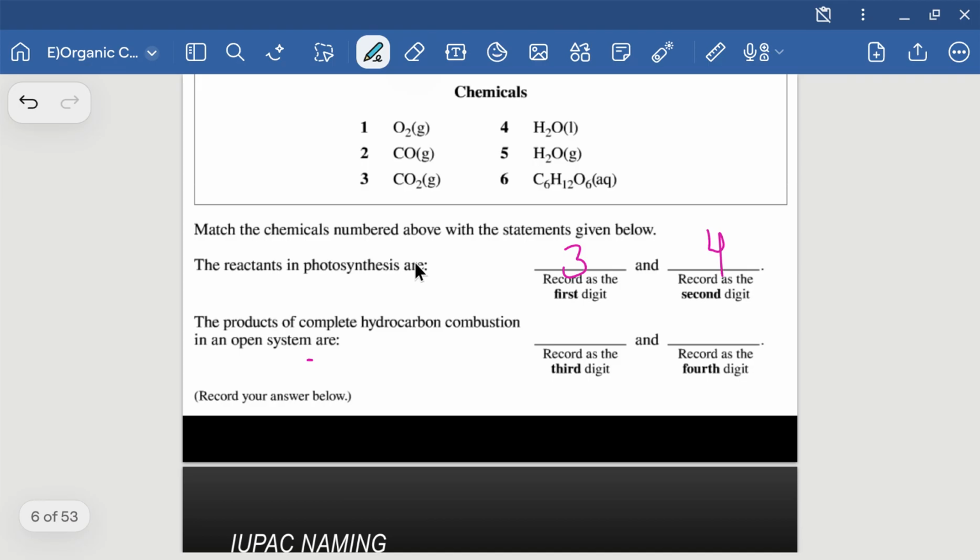And then the next part, the products of hydrocarbon combustion. So in combustion, you have a hydrocarbon in the presence of oxygen, and you produce carbon dioxide and water. Now, the reason why we have a choice between a liquid and a gas is because of this word open system. In an open system, your water can escape as a gas. So this is number 5. If it asks you in a closed system, like maybe calorimetry, you would pick number 4 because if water cannot escape, it will just be liquid.